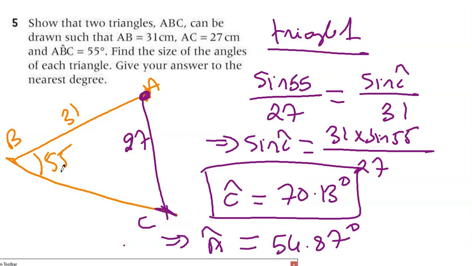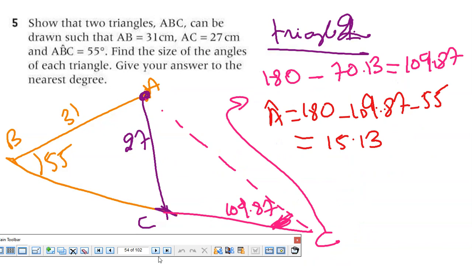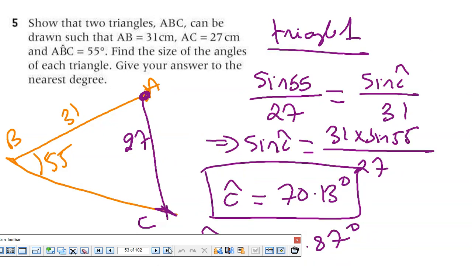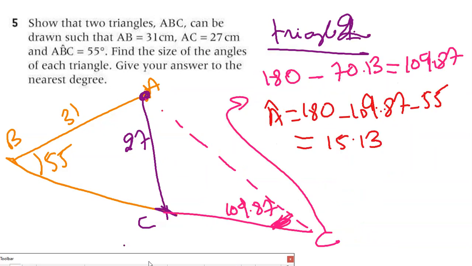So I can start by doing the law of sine. Sine 55 over 27 is equal to sine C over 31. This one will give me the angle C. Now to find the angle A, I can do 180 minus 55 minus 70, and I will get the angle A. Now, this angle C is 70.13. The other angle C is going to be in triangle 2, 180 minus 70.13. So I'm going to have another angle now.